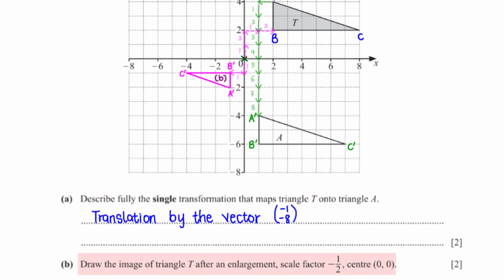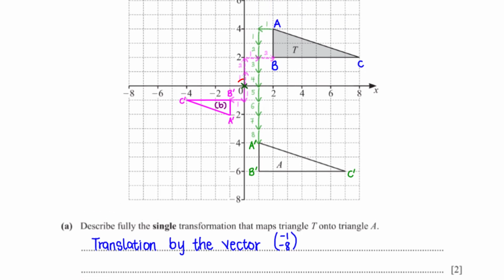Draw the image of triangle T after an enlargement scale factor -1/2, center 0, 0. So first, let's mark the center of enlargement, which is at the origin 0, 0. To get to point B on triangle T from the center, we move 2 units upwards and 2 units to the right.